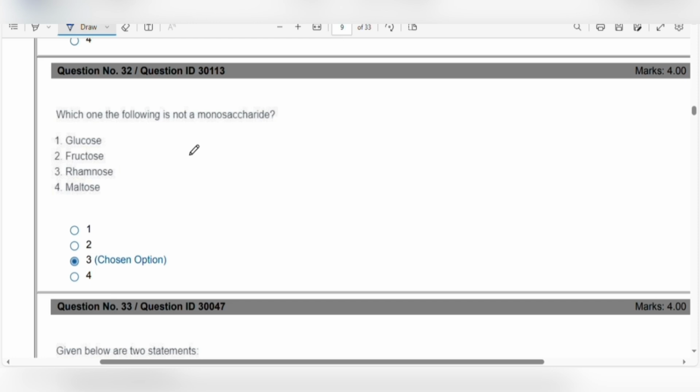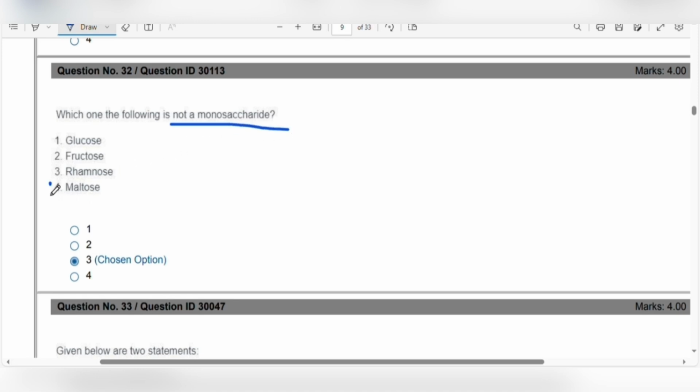And if you carefully analyze the previous year papers, you can see that in 2022 they have given almost 9 to 10 questions from biomolecules, and those were pretty high standard questions. You just cannot answer them from your general knowledge. So I would suggest you take very good care of your biomolecules portion, and you should read it from standard books. You can refer to NCERT class 11, 12, and also some standard notes from your college. So here, which one of the following is not a monosaccharide?